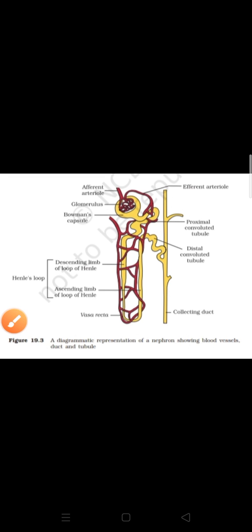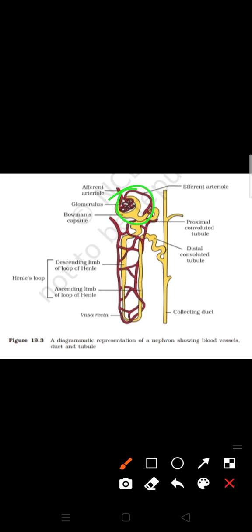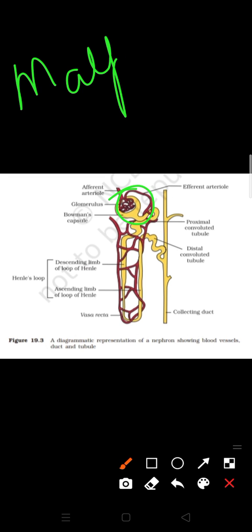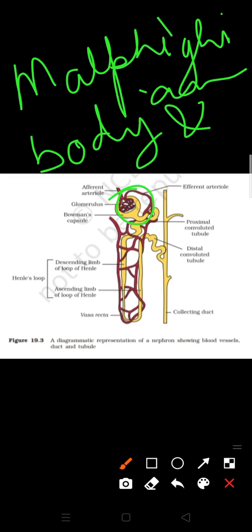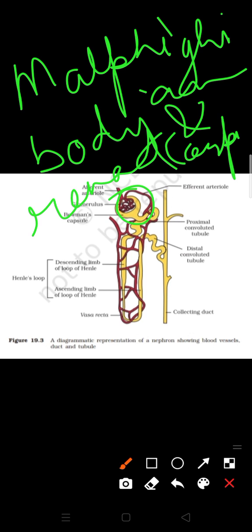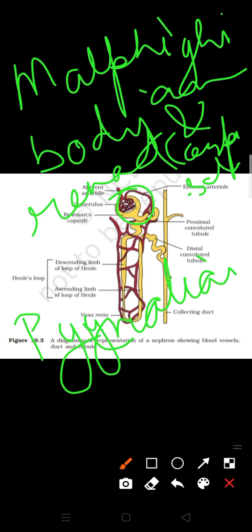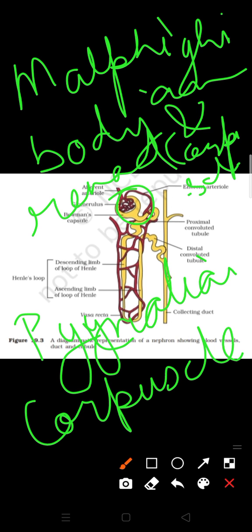Okay, so the Bowman capsule plus glomerulus, both collectively, are known as the Malpighian body and renal corpuscle. Malpighian corpuscle. Okay, so that is about the Bowman capsule.